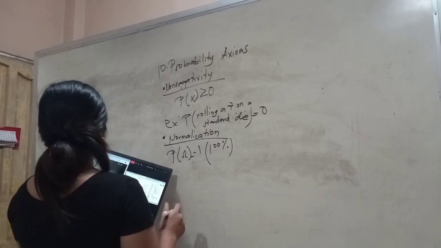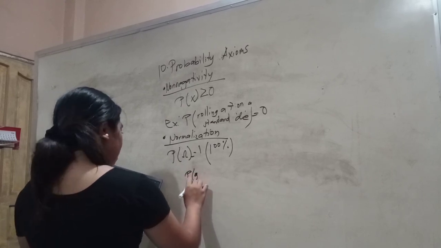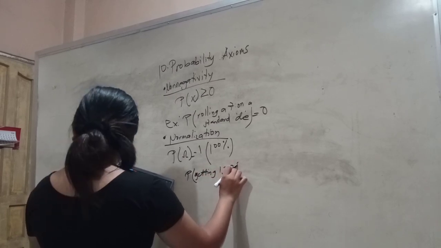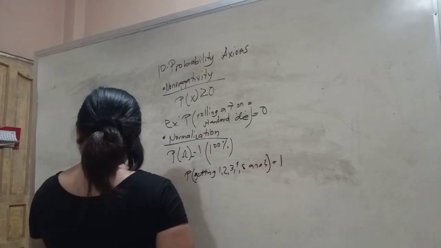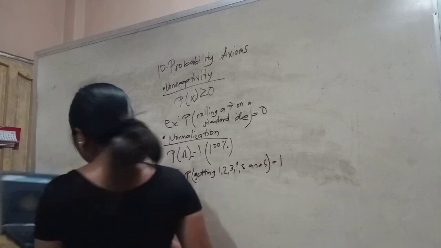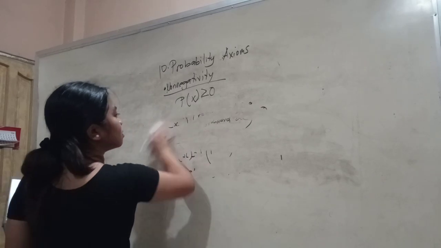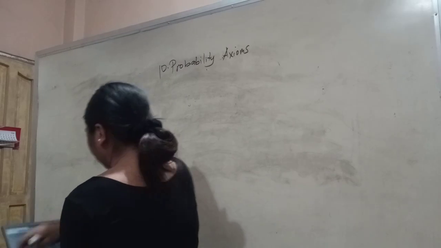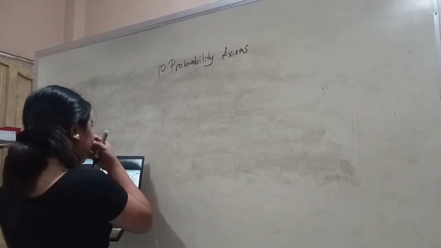Example, when rolling a die, the probability of getting 1, 2, 3, 4, 5, or 6 is equal to 1, because one of these must happen. And then lastly, number 3 is finite additivity.